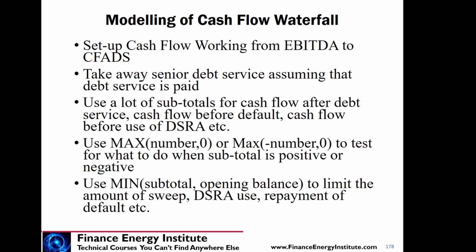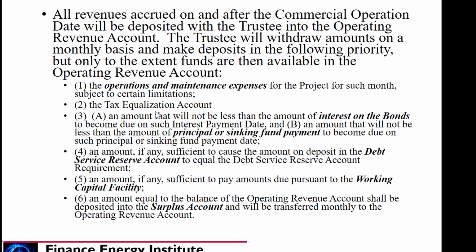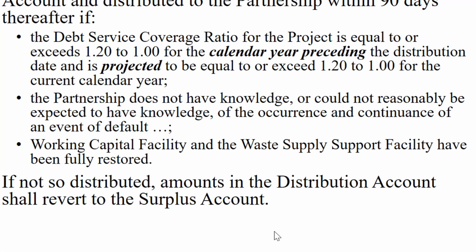Now, in terms of modeling, first start with EBITDA, then take away debt service, then use a whole lot of subtotals. You use maximum when you want to test for positive or negative. You use minimum to cap something. Here's an example of taking some money, and a trustee is going to take this money. As the equity investor, you don't control the money. They're going to allow some of it to go to O&M with certain limitations, then it goes to taxes, then interest, then a debt service reserve account. There should be a good way to make a diagram of this, but I don't know how to do it. So let's talk about the first one.